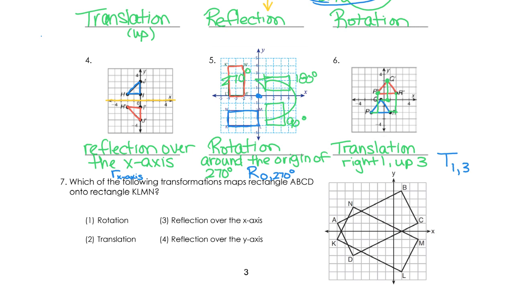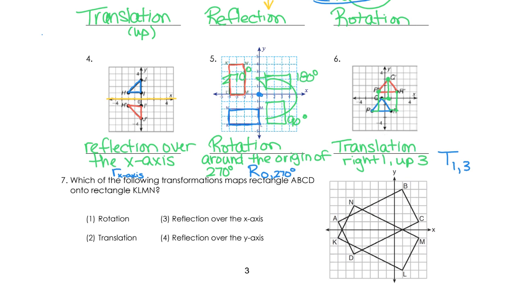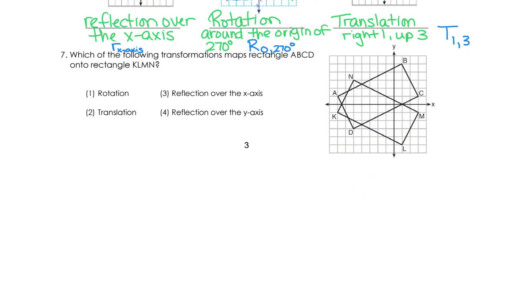Okay. All right. We got one last question. Down here in number 7, it says, which of the following transformations maps triangle ABCD, which is this rectangle right here, onto rectangle KLMN. And so notice they didn't use primes, so that's a little bit tricky to know which one comes first. So it was important that we read and we understood.